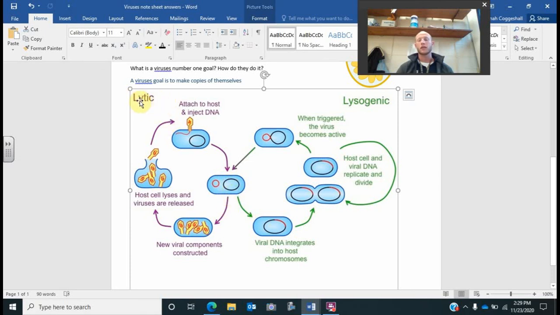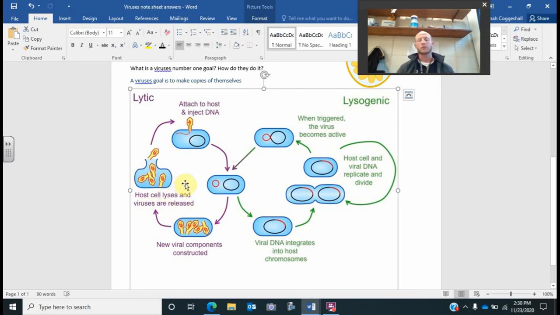So the lytic cycle is when symptoms are actually showing. So if you have a cold sore right on the edge of your mouth, this is the lytic cycle. Or a wart, and you see the warts popping up out of your skin, that's the lytic cycle. So this is an active virus where the new viral components are being made. So the DNA of the virus is being replicated, new parts to the virus are being replicated. The host cell then lyses, and the viruses are released.